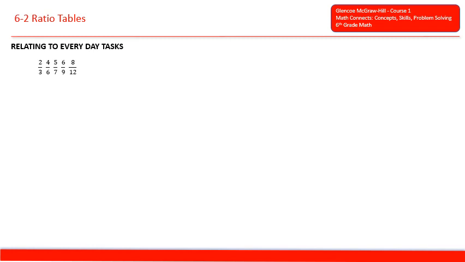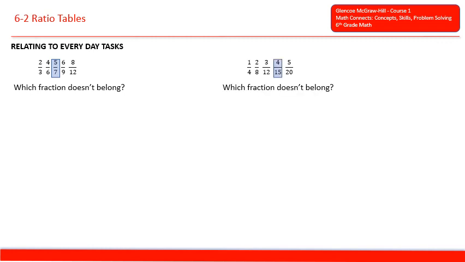Relating to everyday tasks, so we have 2/3, 4/6, 5/7, 6/9, and 8/12. Which fraction doesn't belong? 5/7. Do you know why? It's the only one that isn't an equivalent fraction there. 1/4, 2/8, 3/12, 4/15, and 5/20. Which fraction doesn't belong? 4/15.